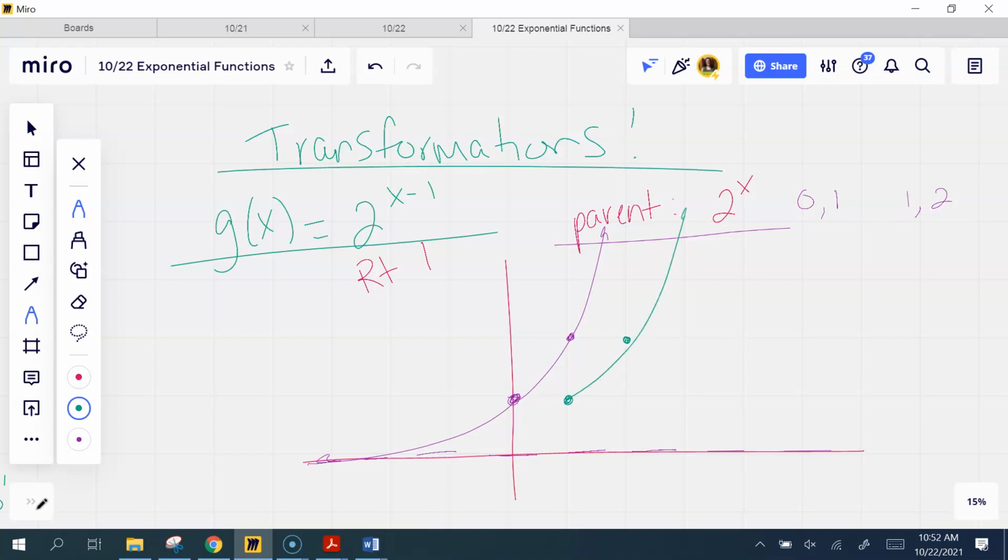No, why? It's a horizontal shift. Horizontal shifts are not going to impact your asymptote, only vertical shifts. So this is g of x, and this is the parent. That makes sense. What's the domain of the green? I'm looking at the green, the g of x. Absolutely. How about the range? 0 to infinity. Why is it a parenthesis and not a bracket? Exactly. Doesn't include the asymptote.